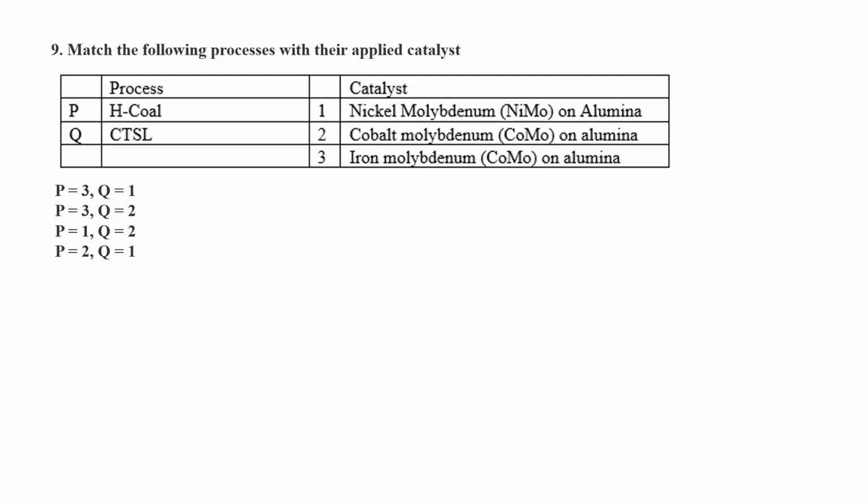Coming on to the ninth question, that is, match the following process with their applied catalyst. So the answer to this is H-coal uses cobalt molybdenum on alumina catalyst and CTSL uses nickel molybdenum on alumina catalyst.